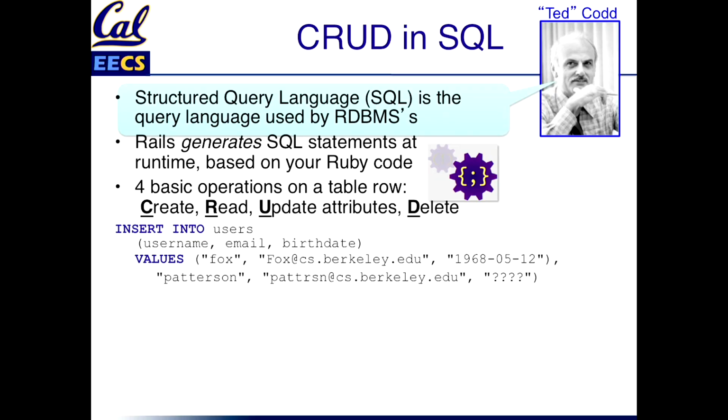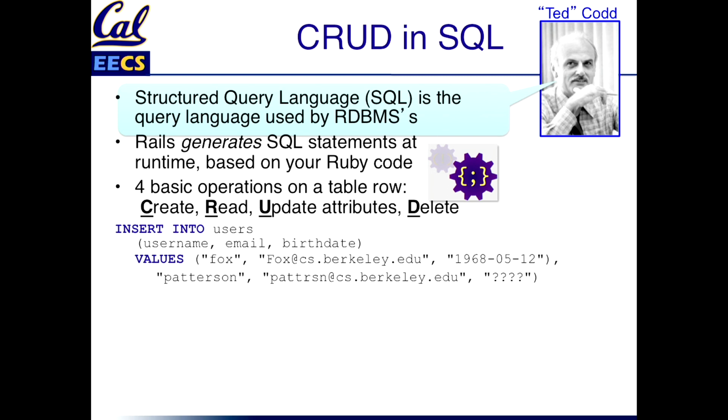There are 4 things that you can do to a piece of data when it sits in a persistent storage system, and not just in a relational database, really in any persistent storage, right? You can create a new piece of data there. You can read data that is already in there. You can update something about an existing piece of data, or you can delete it.